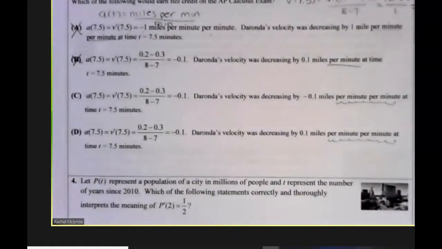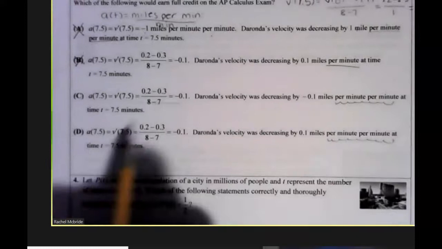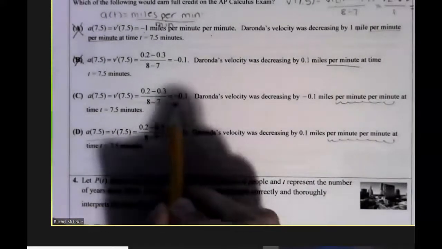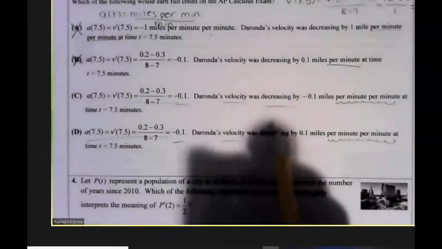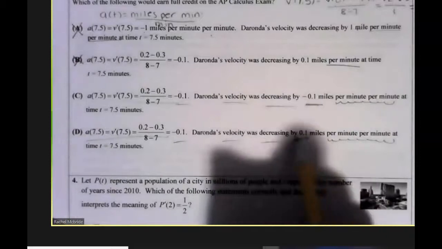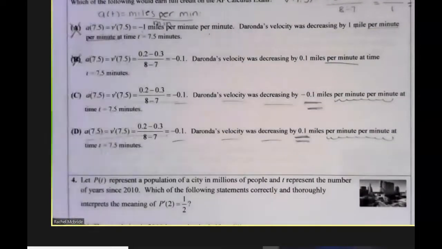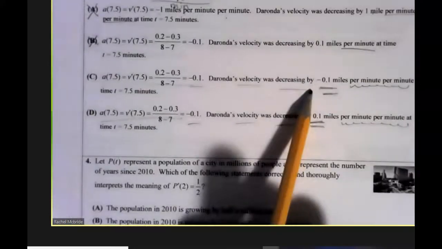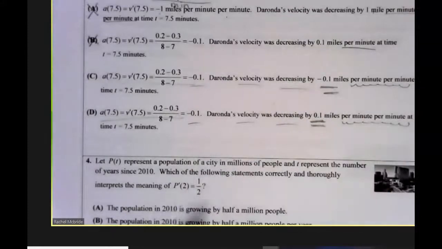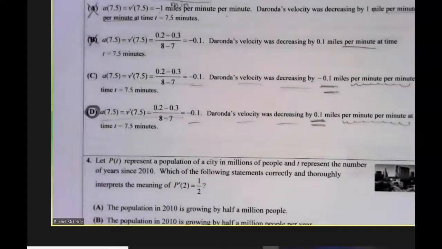So we're down to C and D. So look for your differences. We have same beginnings, same answers, velocity decreasing, and here's the ticket. Are you decreasing by a negative value, or are you decreasing by a positive value? Well, if I'm decreasing by a negative value, decreasing by a negative is really like increasing, so that's incorrect. It's letter D.